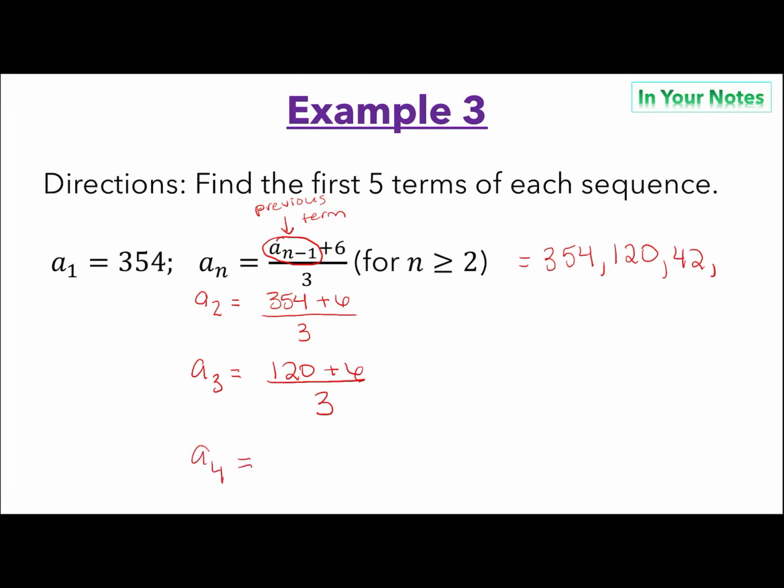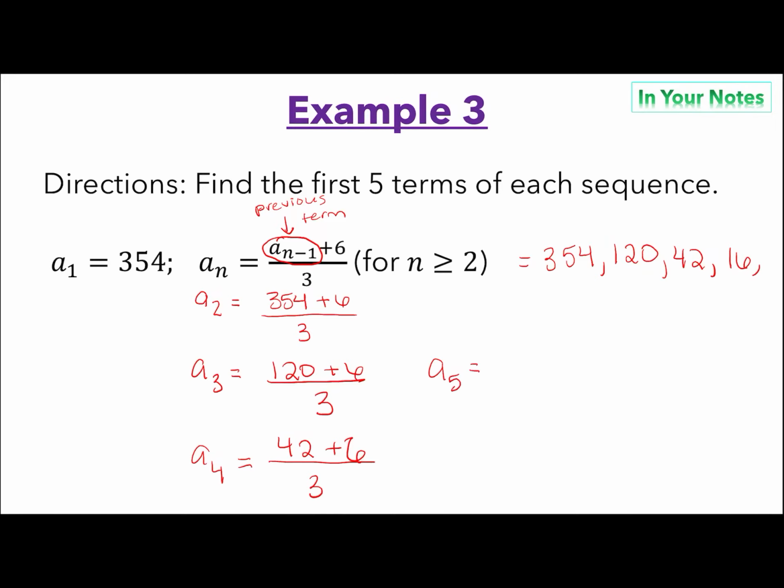A sub 4, previous term plus 6. My previous term is 42. Divide that by 3. So 42 plus 6 divided by 3. Do that in the calculator, and that gives me 16. We need to do one more.